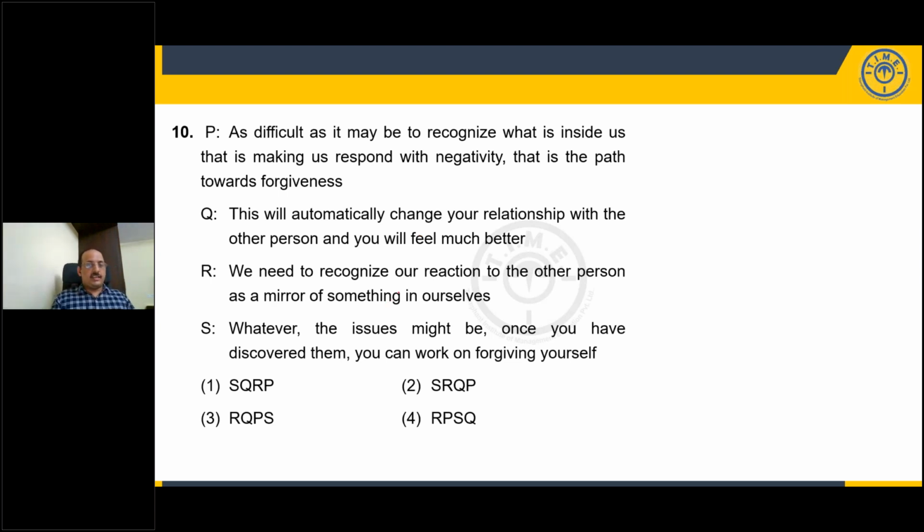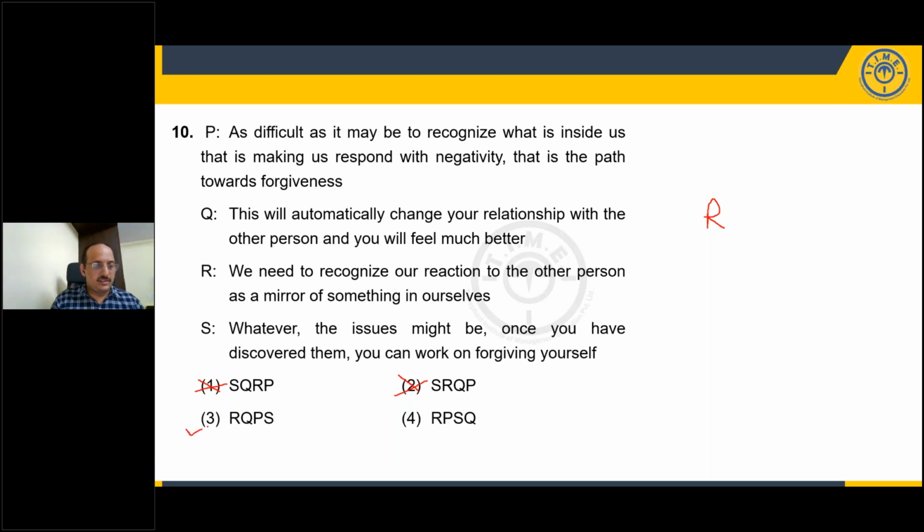We need to recognize our reaction to the other person as a mirror of something in ourselves. So when I react to someone else, I need to identify it as a mirror. It shows me as a certain person. Whatever the issues might be, once you have discovered them, you can work on forgiving yourselves. So I think I'll have to start with line number R that basically defines what is being spoken about. The fact that when we react to someone else, it also shows us the kind of person we ourselves are. So 1 gets eliminated, 2 gets eliminated. My answer would be 1 between 3 and 4.